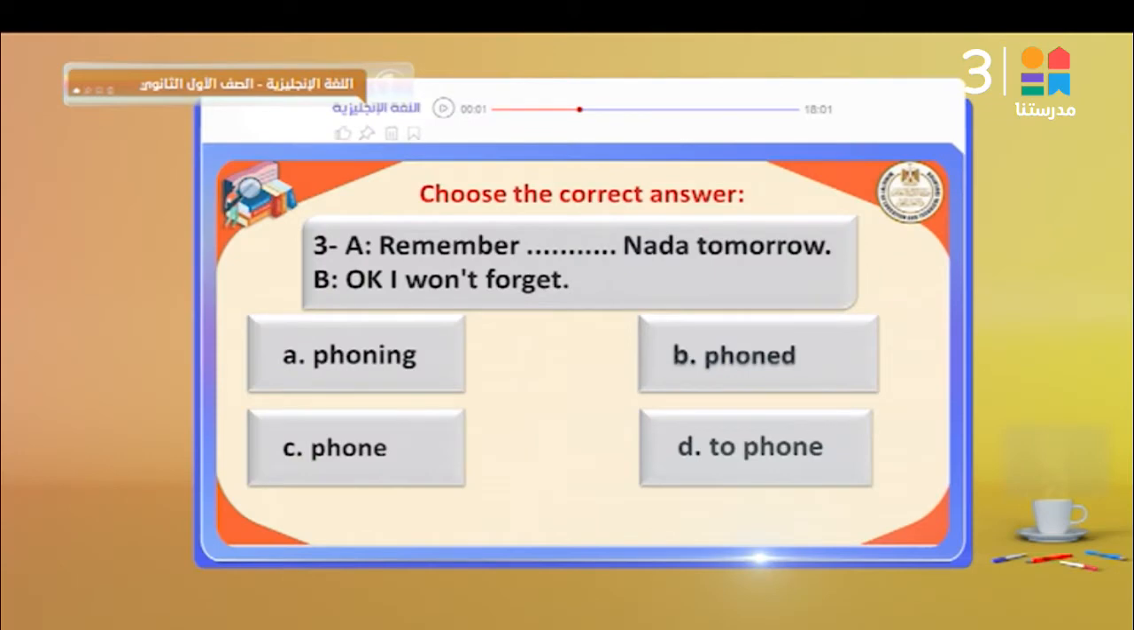But when I say remember plus ing, it means I remember something in the past. So I remember going to the zoo when I was young. So here, look at this question. Nada, please remember tomorrow. Okay, I won't forget. So here I ask Nada to remember to phone. Remember to phone Nada tomorrow, because it is something that will happen tomorrow.